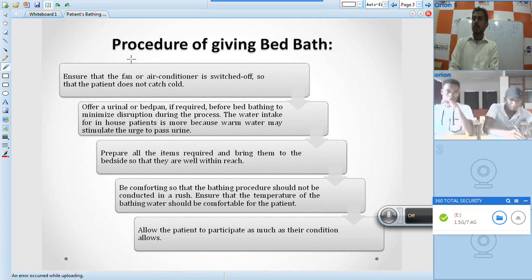If you start giving the bed bath, meanwhile you do not have to go anywhere for any required item, so that you have to arrange or prepare all the items within your reach.